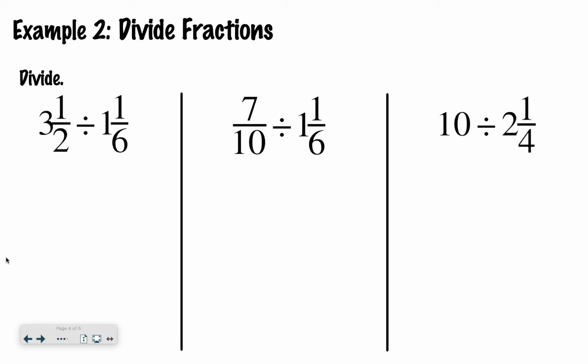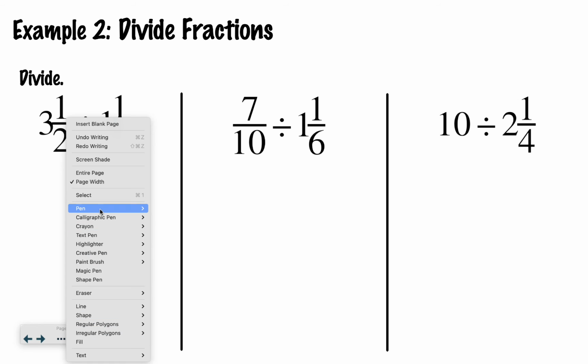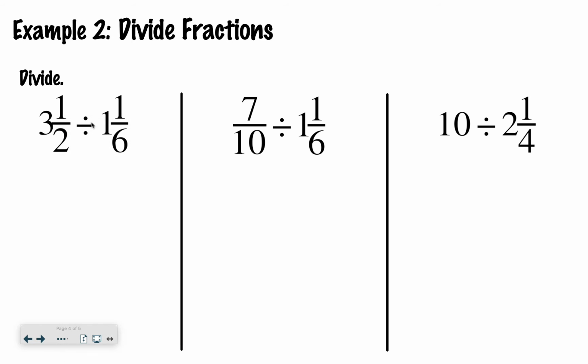All right, let's move on to dividing fractions now. So we have 3 1/2 divided by 1 1/6. So again, I'm going to change these to my improper fractions. So 3 times 2 is 6 plus 1 is 7 halves divided by 6 times 1 is 6 plus 1 is 7 sixths. Remember, dividing fractions, you keep, you change from division to multiplication, and you flip your second fraction.